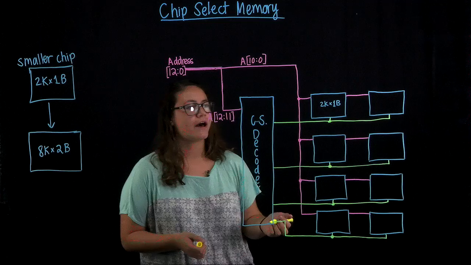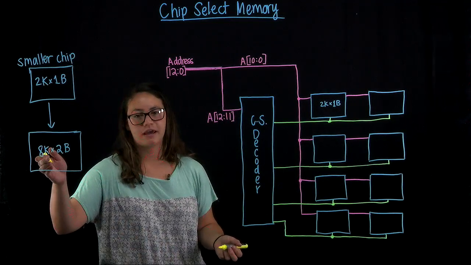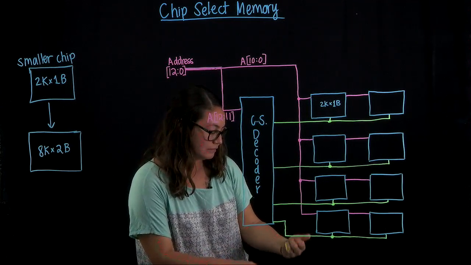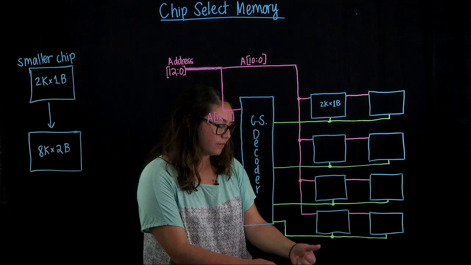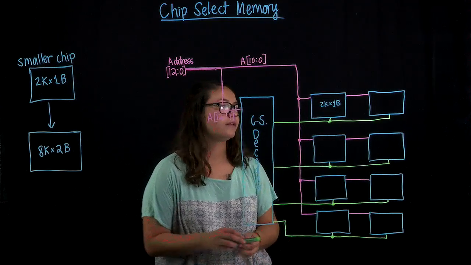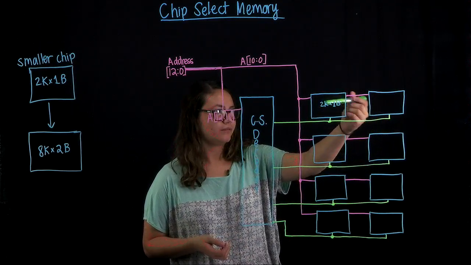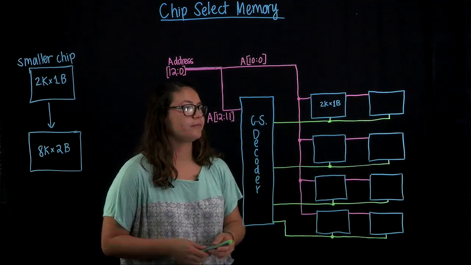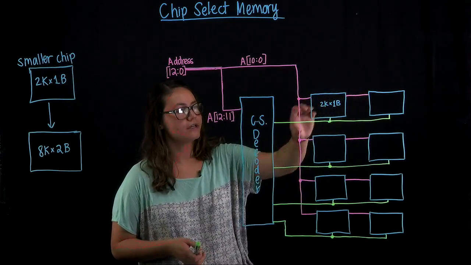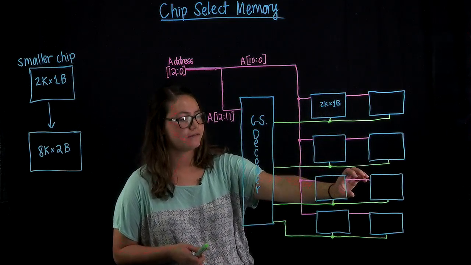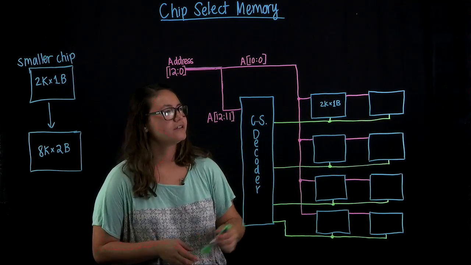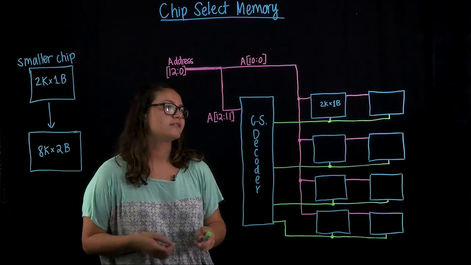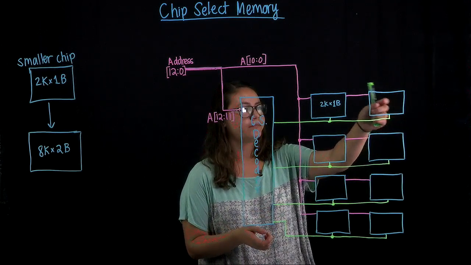So in order to get an address space of 8K, which is what we wanted over here, we have to make 4 rows of the chips so that we can access 2K different locations here, 2K different locations here, 2K different locations here, and 2K here, totaling 8K. To get the addressability of 2 bytes, you need to add another column.